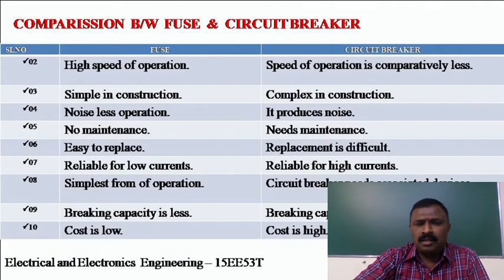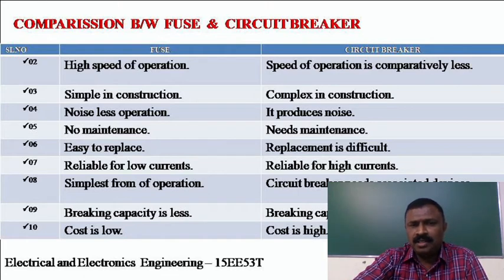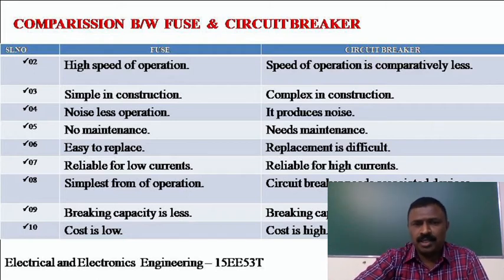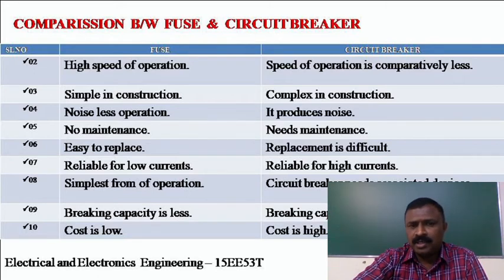And these are the comparisons between fuse and circuit breaker. The fuse has a high speed of operation because it doesn't have any sensing device in order to sense. Whenever there is an excessive current, if it is more than the fusing current, the fuse element will melt. So the time of operation is less, and hence we call it a high speed of operation.